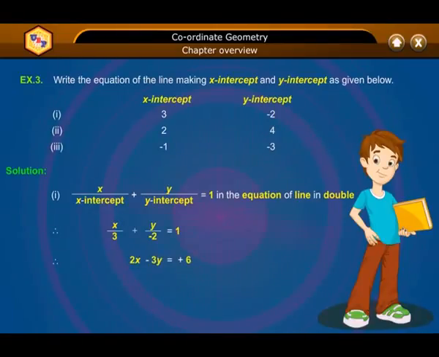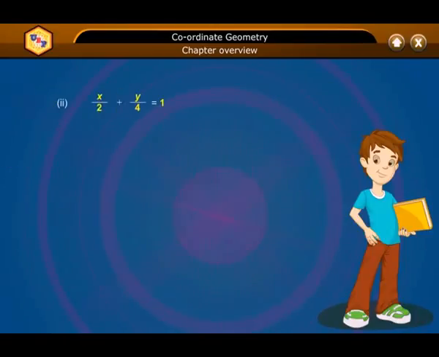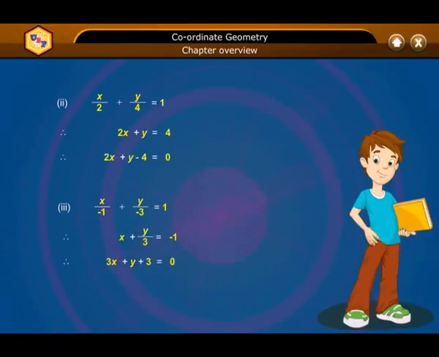2x minus 3y is equal to 6, so 2x minus 3y minus 6 is equal to 0. x by 2 plus y by 4 is equal to 1, so 2x plus y is equal to 4, that is 2x plus y minus 4 is equal to 0. x by minus 1 plus y by minus 3 is equal to 1, so x plus y by 3 is equal to minus 1, that is 3x plus y plus 3 is equal to 0.